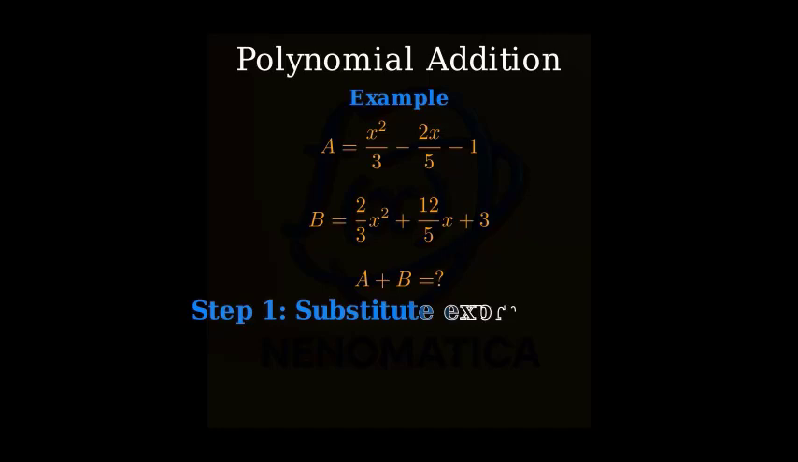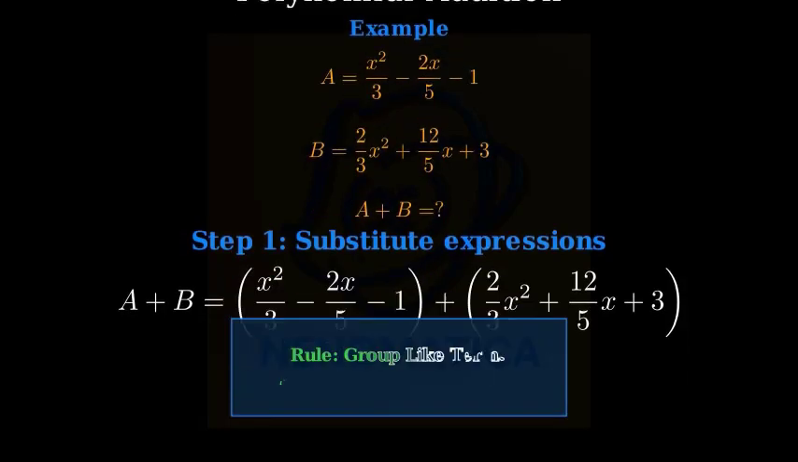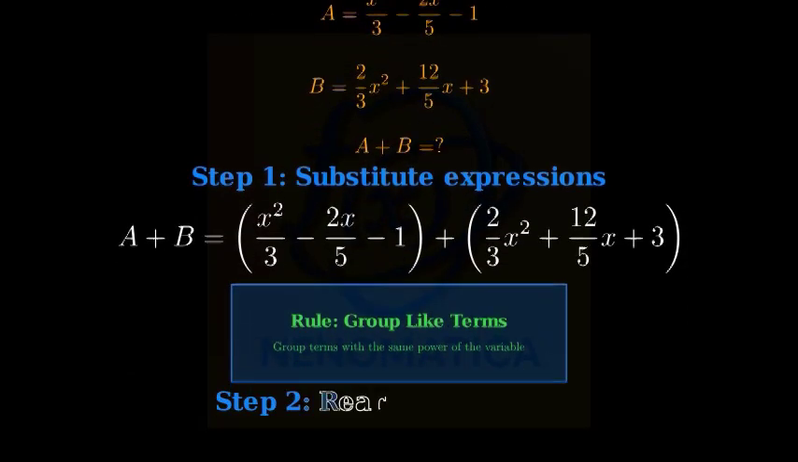Step 1. Let's substitute the expressions for A and B into the sum A plus B. We write A plus B equals the expression for A plus the expression for B. So that's x squared over 3 minus 2x over 5 minus 1 plus 2/3 x squared plus 12/5 x plus 3.